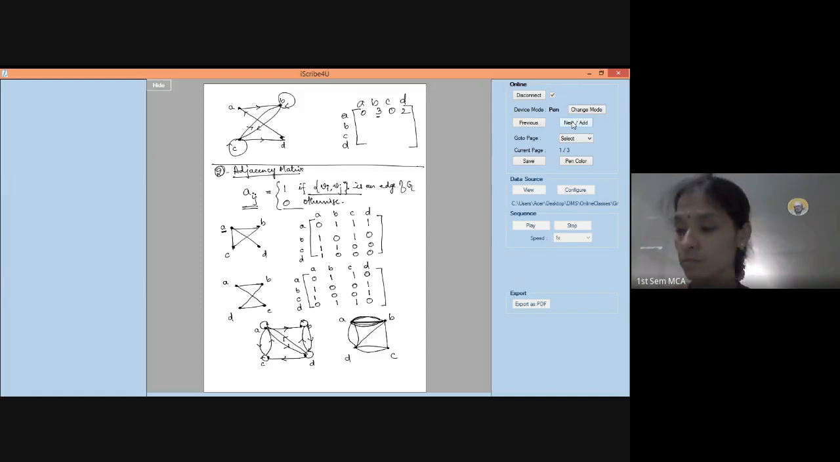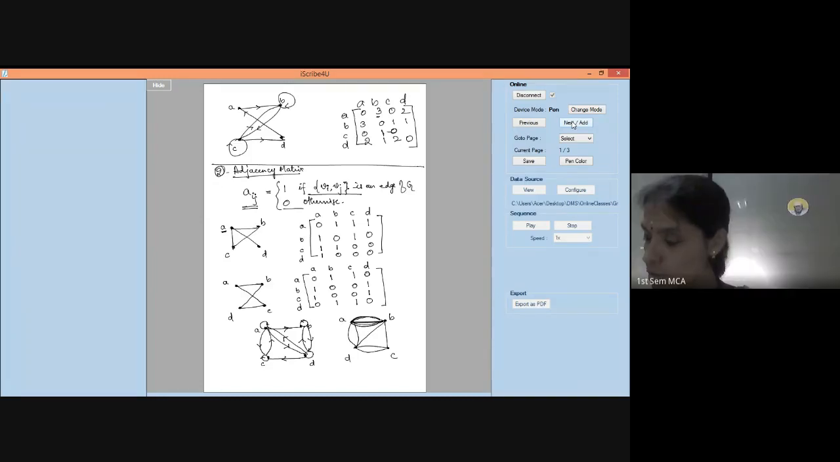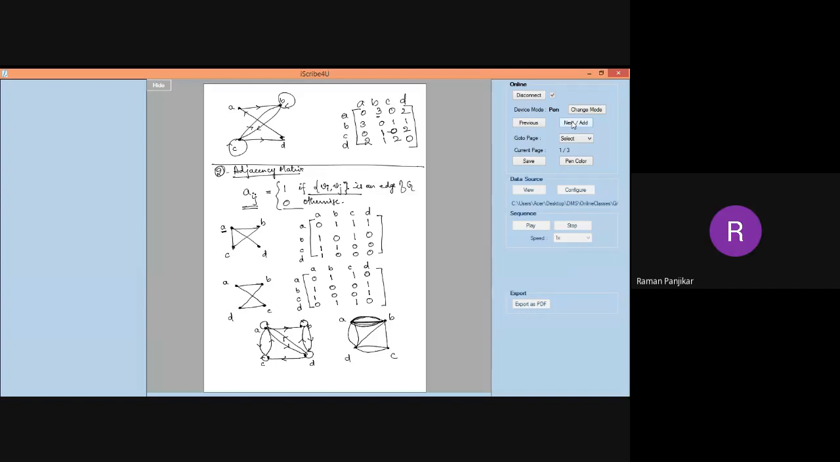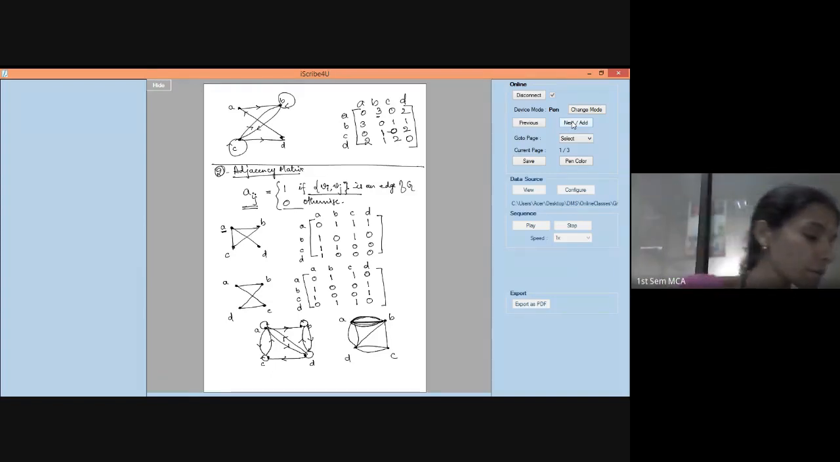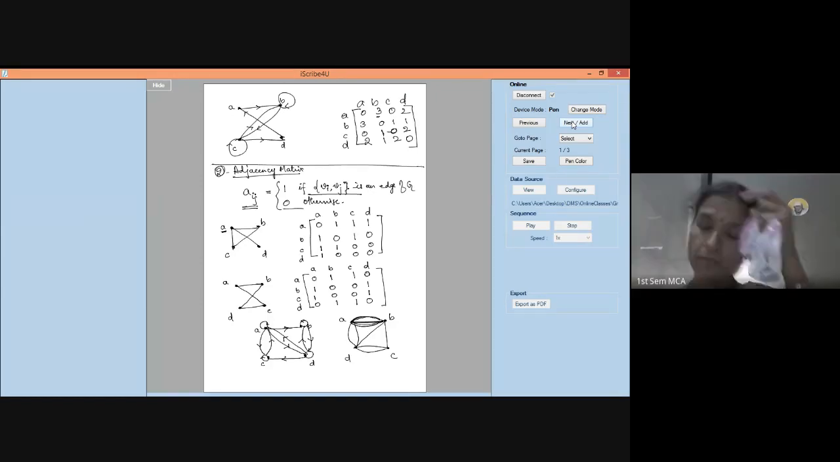Next row, anyone? 3011. 3011, that's right. Third row? 0102. No, 2120 is the fourth row. I'm asking you, third row is wrong. 0112. C to C is 0, no? 0102. Yeah, 0102. Correct. Is it right? Yes, ma'am. You all get this? Let's move to the next one.